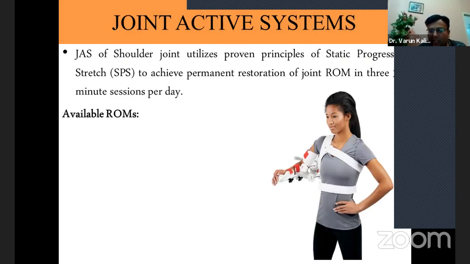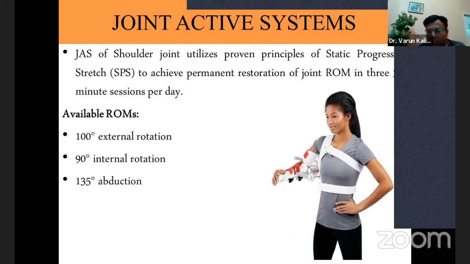Here we can attain 100 degrees of external rotation, 90 degrees of internal rotation, and 135 degrees of abduction. We will apply this joint active system at the new range. When we gain a new range after stretching, at that range we will apply this joint active system, and this will give static progressive stretching for the shoulder joint, and it will help us to achieve permanent restoration of the joint range of motion. Next is the extracorporeal shockwave therapy.